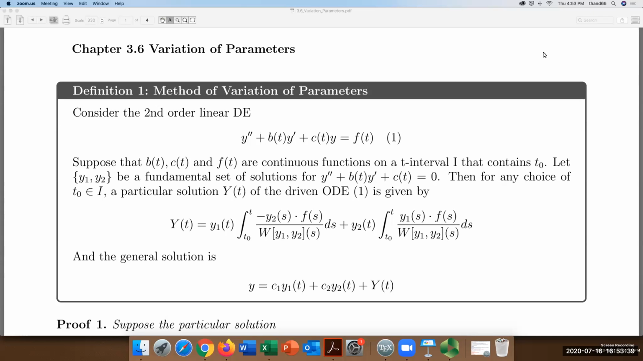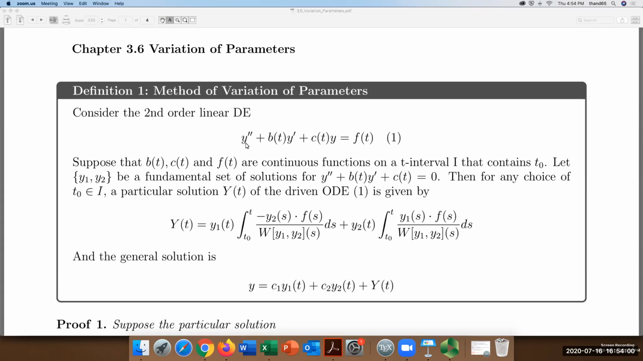So this lecture introduces the method of variation of parameters. It's another method that we can use in order to solve a second order linear ordinary differential equation. So let's consider second order linear differential equations in this form.